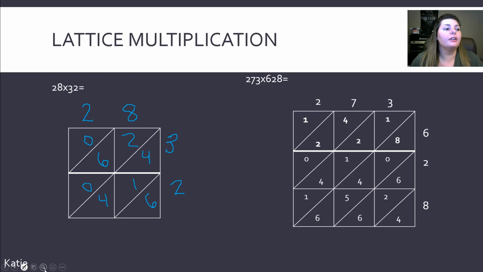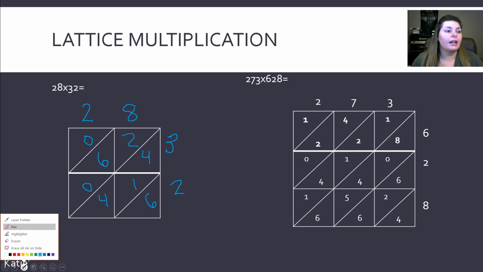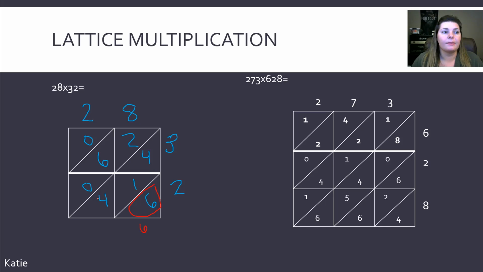Okay, so from here, all we're going to do is take each of these. So we're going to say this. So 6, we have nothing to add it to, so it's just 6. And then we're going to add this together, this diagonal. So 4 plus 4 is 8, plus 1 is 9.